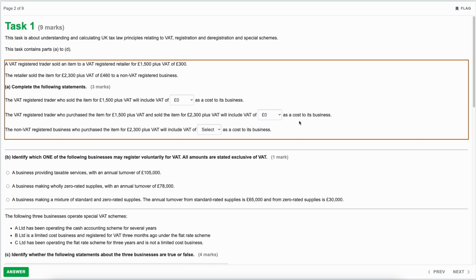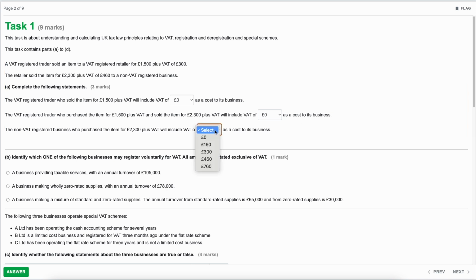Now that only applies to a VAT registered business. So let's have a look at this next line. The non-VAT registered business who purchased the item for £2,300 plus VAT will include VAT of, and we've got our drop down options, and we need to determine what will the cost of this VAT be to the business.